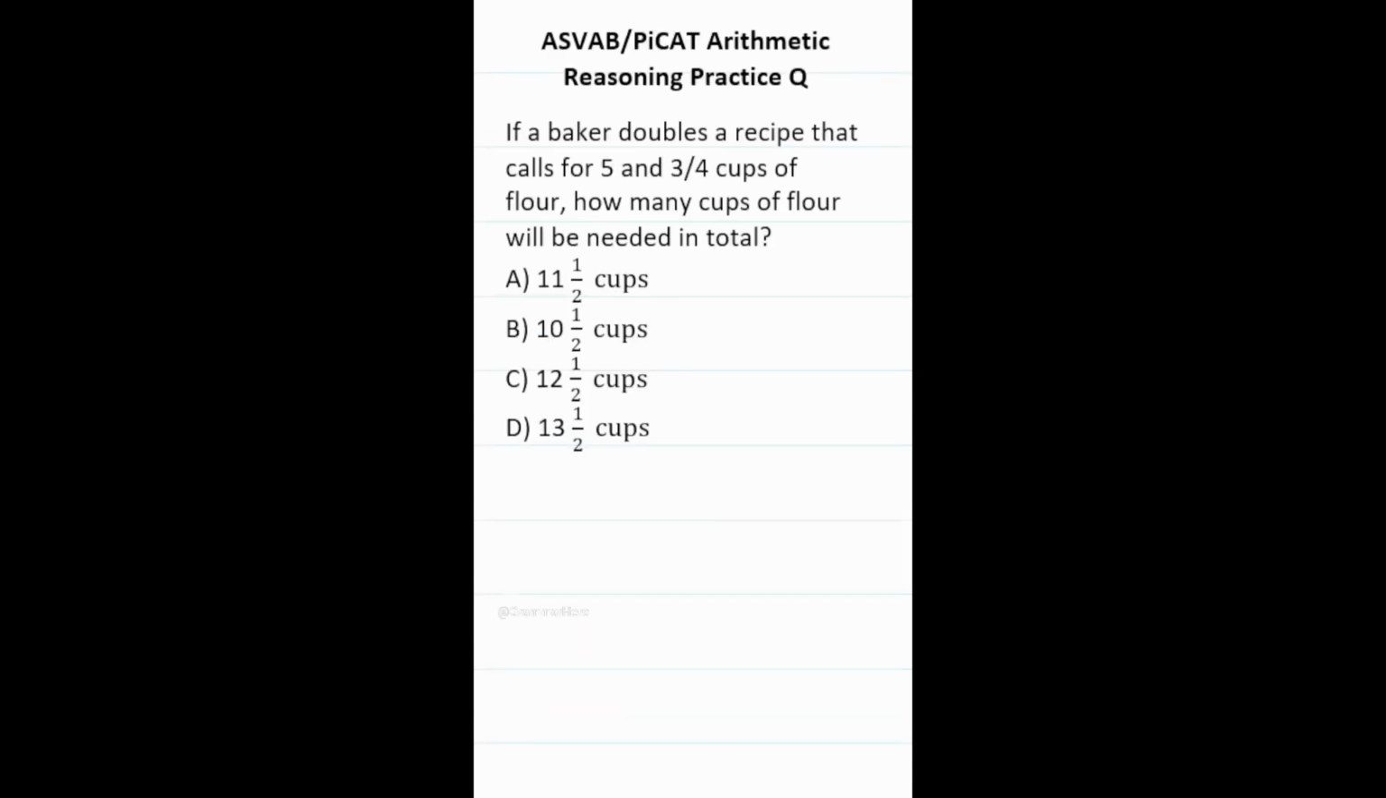This ASVAB PiCAT Arithmetic Reasoning Practice Test question says if a baker doubles a recipe that calls for 5 3/4 cups of flour, how many cups of flour will be needed in total? So we're going to take 5 3/4 and multiply it by 2. That said, we're going to convert this to an improper fraction first. 5 times 4 is 20 plus 3 is 23. So this is 23 over 4 times 2. Write 2 as a fraction by placing it over 1. Now we just multiply straight across. 23 times 2 is 46. 4 times 1 is 4.